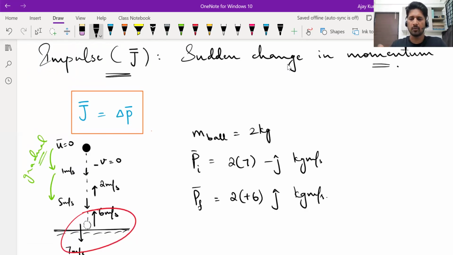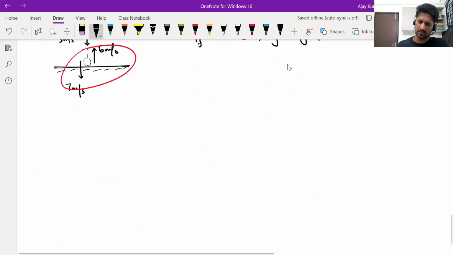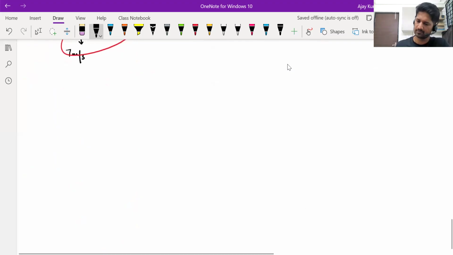Now momentum SI unit is kg meter per second. So change in momentum, that is impulse SI unit, will also be kg meter per second itself. They'll have the same units and dimensions. Okay. Let's solve one question based on this.